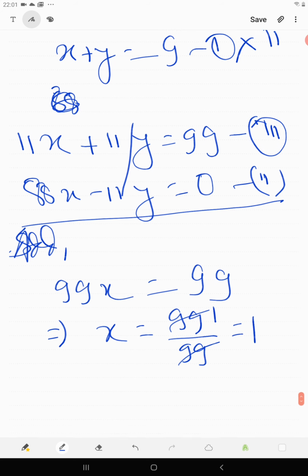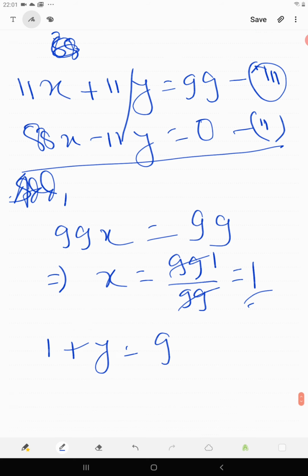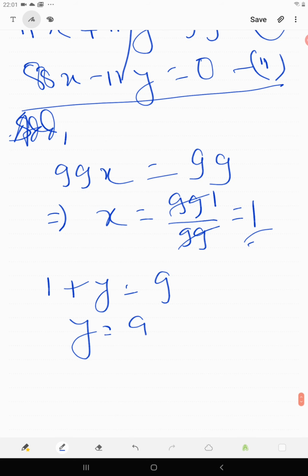Now put this value of x in equation 1. What will we get? 1 plus y equals 9. So y equals 9 minus 1, that is 8. So we got x as 1 and y as 8.